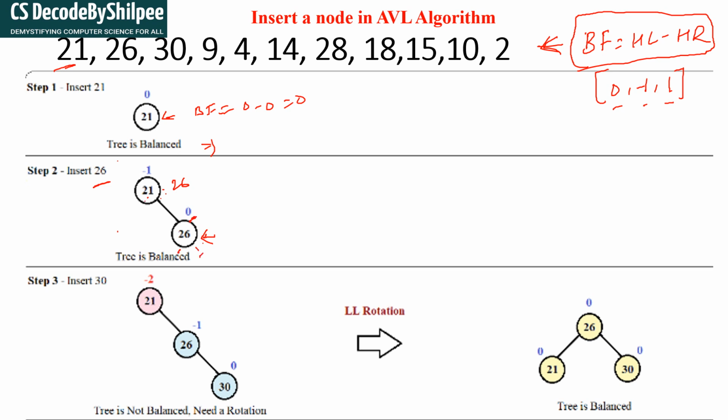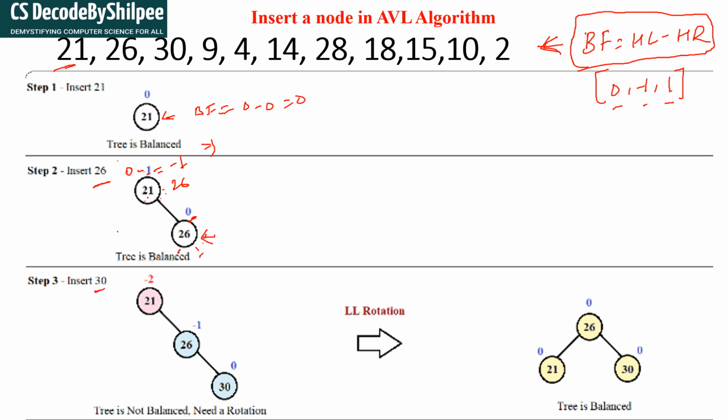For 21, there is no left child but we have a right child. So what is the balance factor? It is 0 minus 1, because there is no left child, so that will be minus 1. So the balance factor of 21 is minus 1. Now coming to 30.